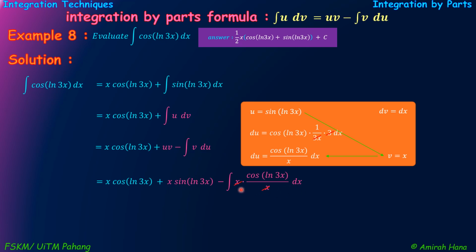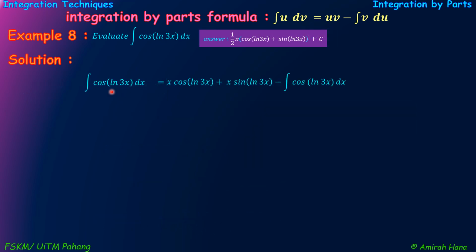And after that, we can simplify x here and x in the denominator here, and then we get x cos ln 3x plus x sin ln 3x minus integration of cos ln 3x dx. Right? From the previous slide, we get integration of cos ln 3x dx equals x cos ln 3x plus x sin ln 3x minus integration of cos ln 3x dx. For this term, we do not need to integrate because there is no integration sign. But for this term, we need to integrate cos ln 3x dx.